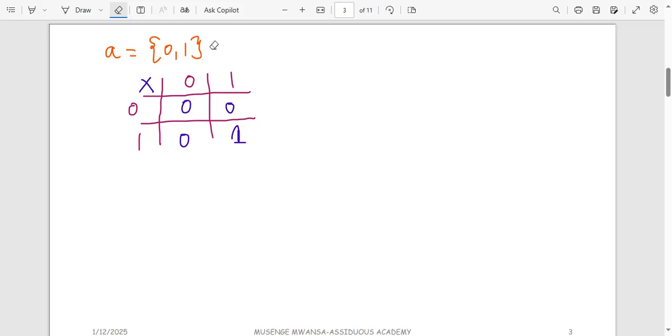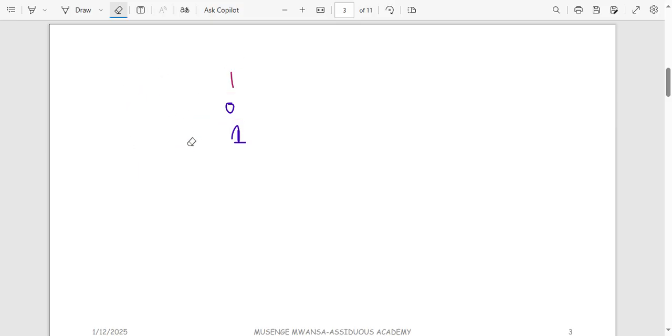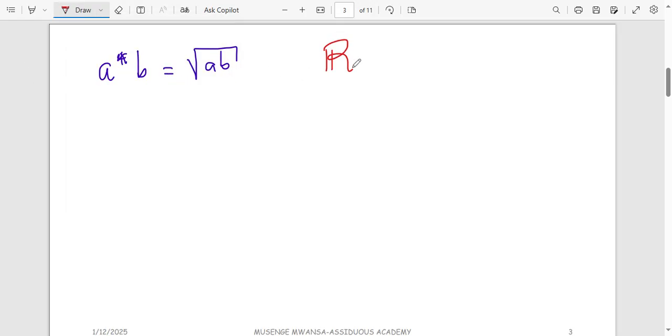That is a basic thing we need to comprehend. If they ask you, is an operation star a binary operation on this set? That is what you want to find out. You are basically looking at the results. Are all the results part of that set? Let's say, for example, they told you that A star B is equal to the square root of AB. And then they tell you, is the operation star a binary operation on the set of all real numbers?